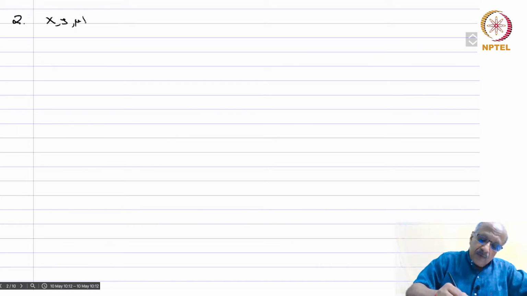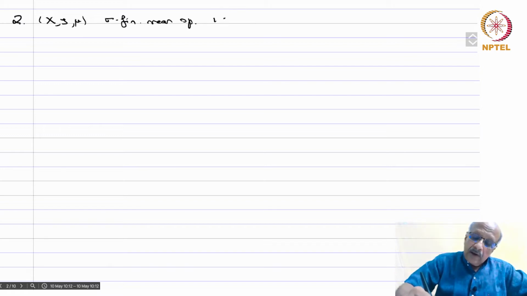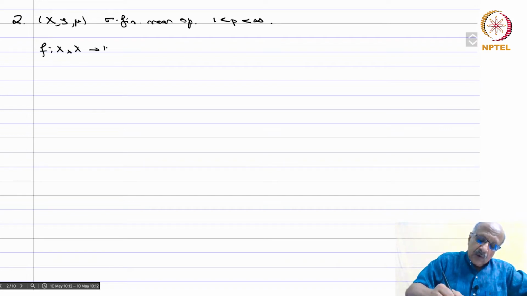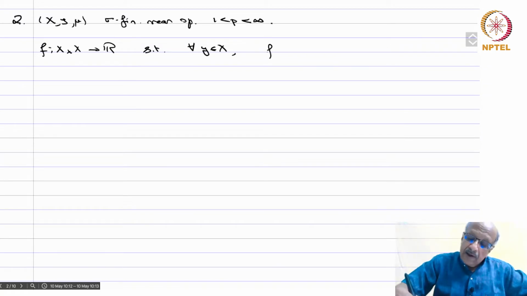Next exercise. Let X, mu be a sigma finite measure space, 1 less than p less than infinity, and f from X cross X to R, a mapping such that for every y in X we have f_y, that is the section f_y. So if you remember, f_y(x) is defined as f of x, y.